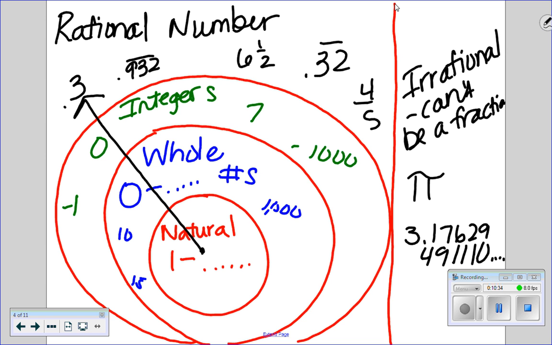Yeah, a non-ending one, right? Yep, exactly. Okay, does everybody understand how the picture works? Sure.